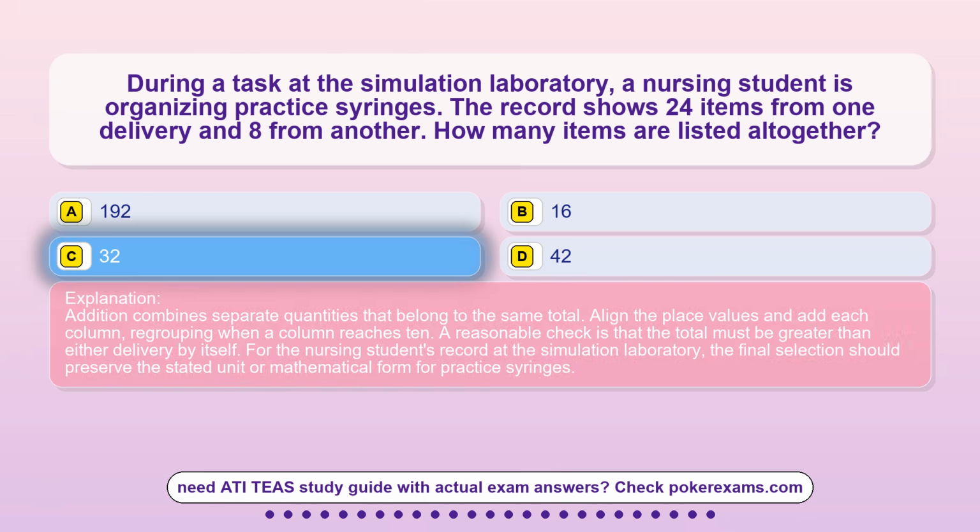Addition combines separate quantities that belong to the same total. Align the place values and add each column, regrouping when a column reaches 10. A reasonable check is that the total must be greater than either delivery by itself. For the nursing student's record at the simulation laboratory, the final selection should preserve the stated unit or mathematical form for practice syringes.